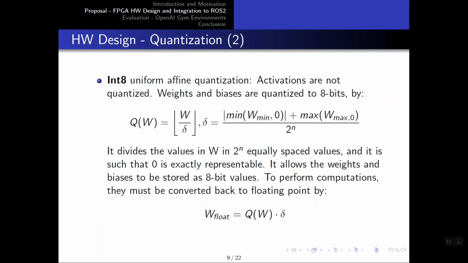The third scheme is called int8 uniform affine quantization. So here, activations are not quantized, and weights and biases are quantized to 8 bits, according to the following formula. So this formula divides the values in the weight matrix into 2 to the n equally spaced values. This allows the weights and the biases to be stored as 8-bit values. However, to perform computations, they need to be converted back to floating point by multiplying the quantized weights by the quantization factor.